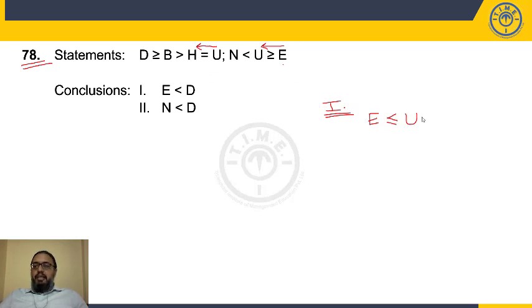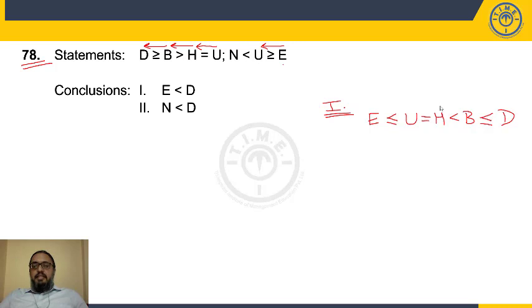So equal to will remain equal to H. Then from H again move in the backward direction. So greater than will become less than B. And again from B I'll move in the backward direction. Greater than or equal to will become less than or equal to D. So this is how you get a relation from E to D.